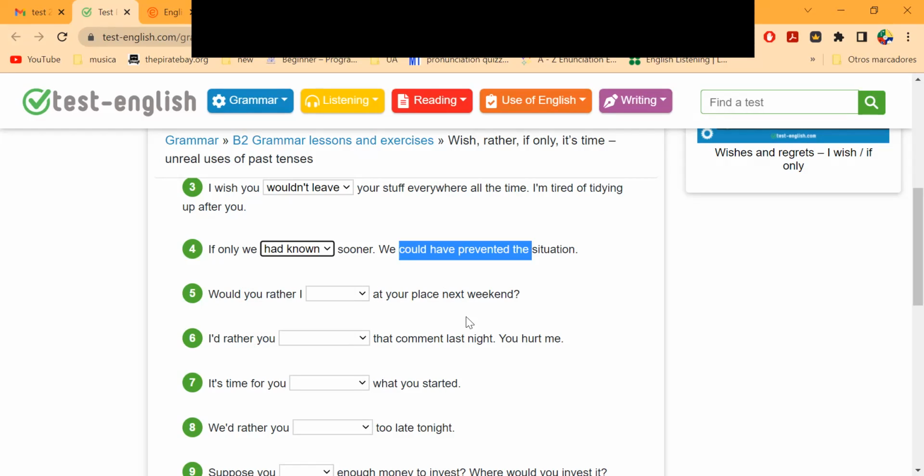Si es pasado, si estamos elucubrando el pasado, nos vamos al pasado perfecto. Si tan solo hubiésemos sabido, if we had known sooner, we could have prevented the problem. But we didn't know sooner, so we couldn't prevent the situation. This is regret. I wish I had known. If only we had known, past perfect, to speculate about the past, to hypothesize about the past.